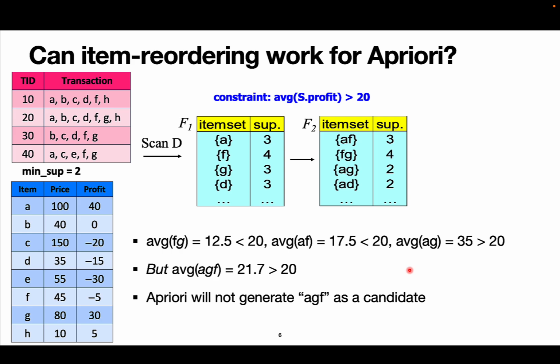Can item reordering work for Apriori? The answer is it doesn't, and it boils down to the mechanics of how item sets are generated from one item set to two item sets to three item sets. So early pruning is going to affect this process. Let's see how this plays out.